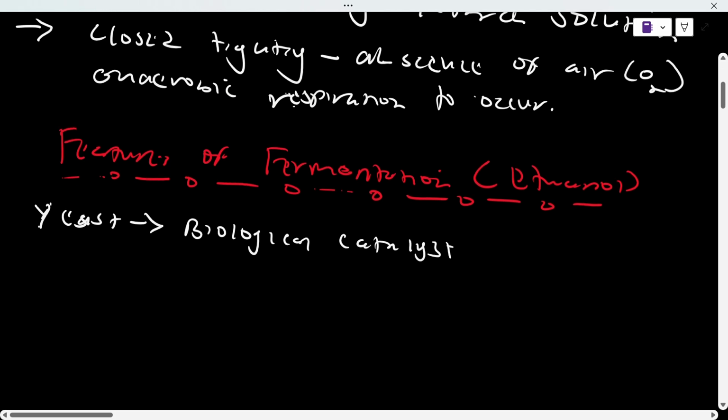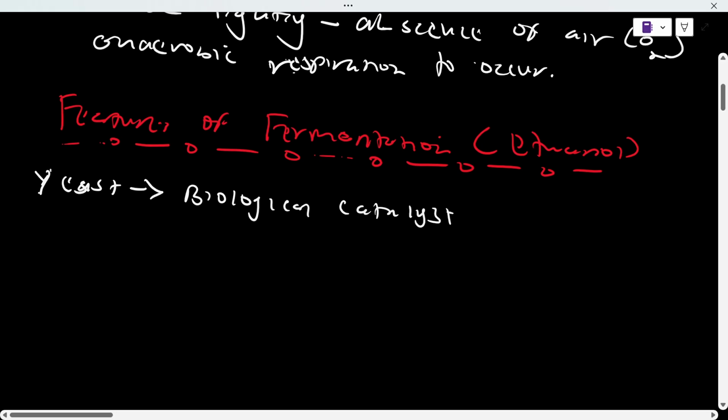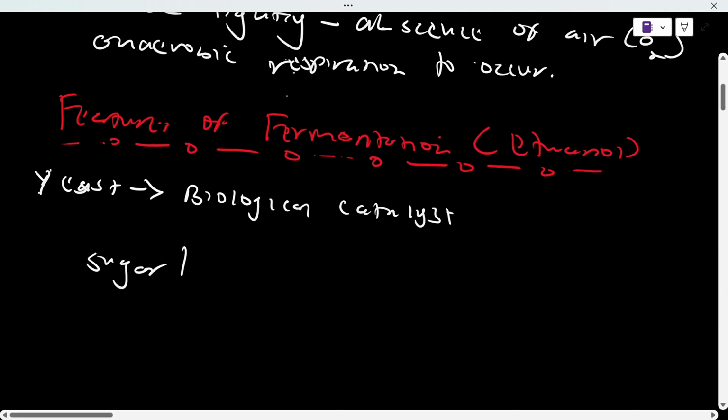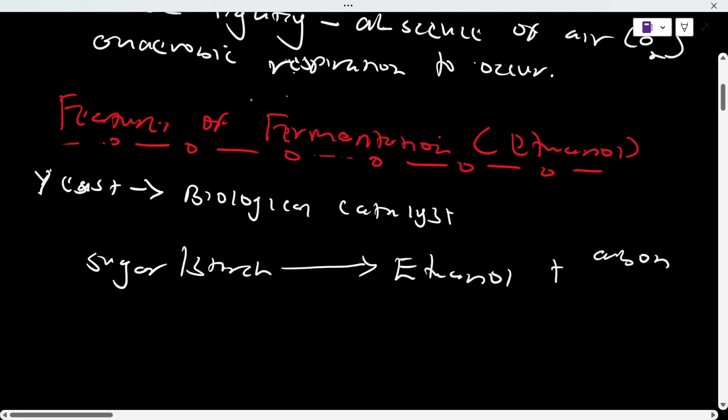It acts as a biological catalyst, and through it, yeast is capable of converting sugar or starch into ethanol and carbon dioxide. So it is our yeast here that is going to convert the sugar or starch, for those who will be using starch, into ethanol that we need, plus carbon dioxide.